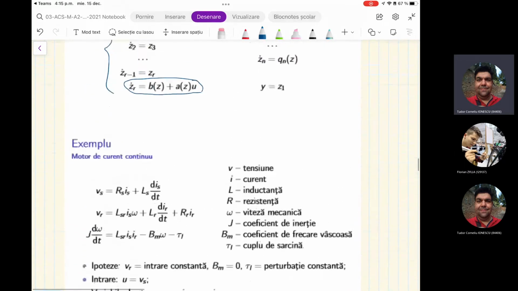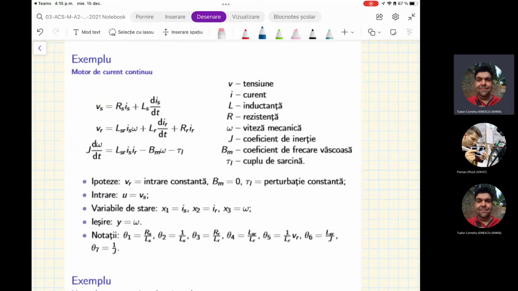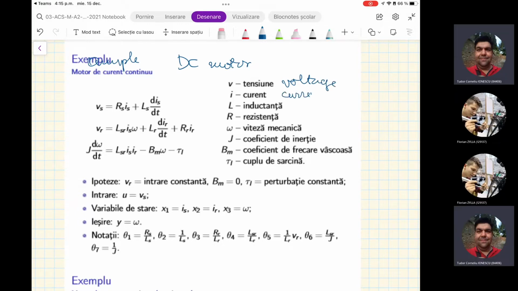So let's look at an example. We have the DC motor. Okay, we have the DC motor. V denotes voltage. I denotes current. L is inductance. R is the resistance.